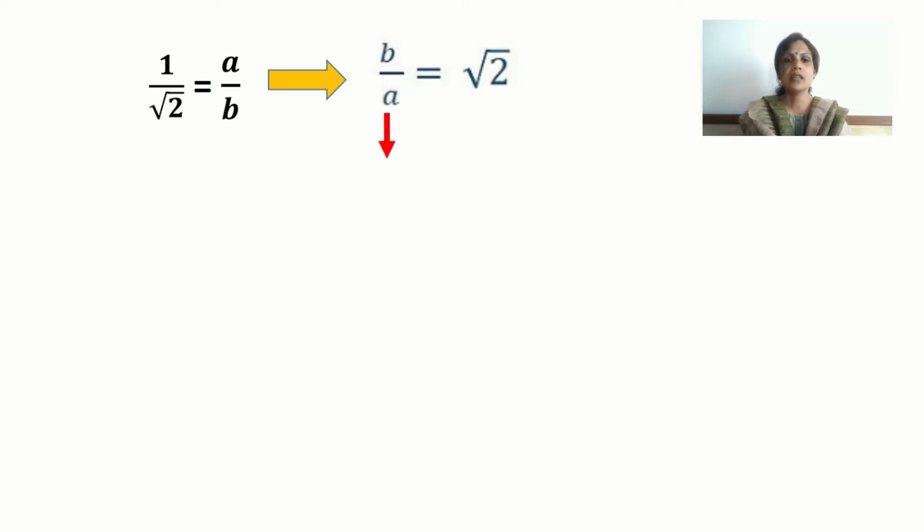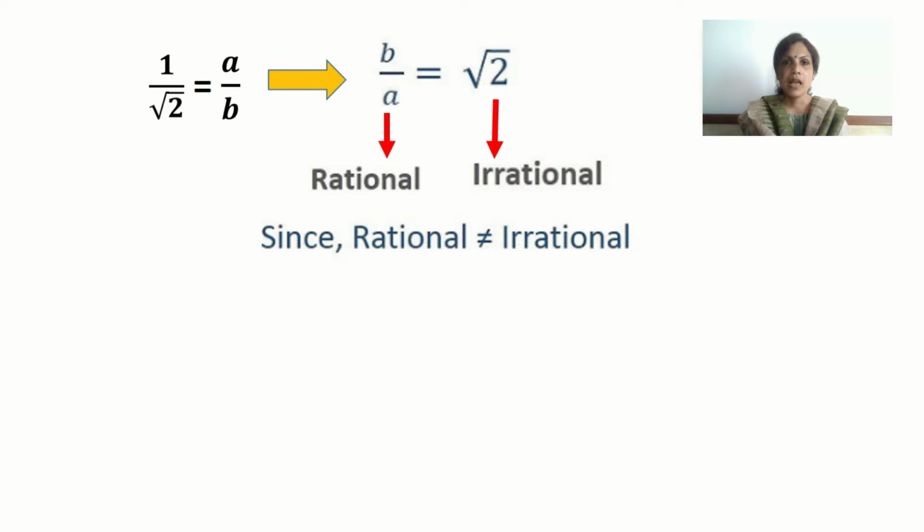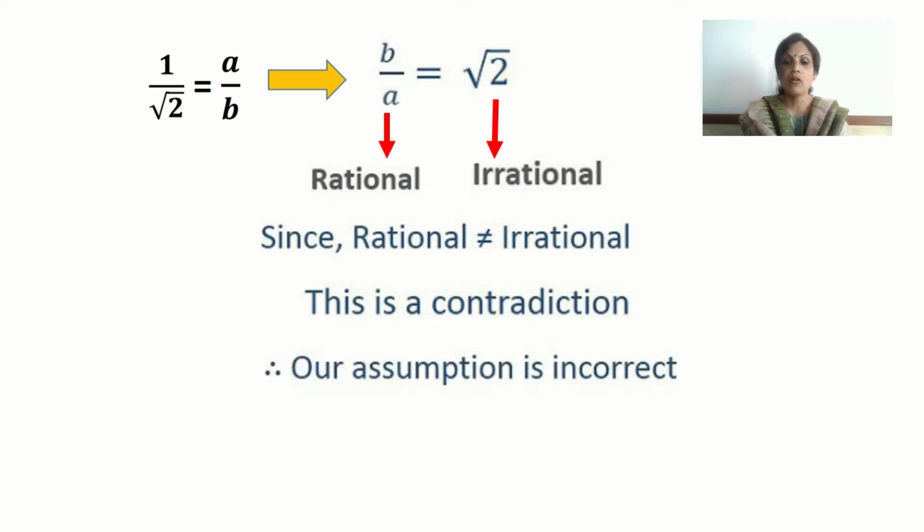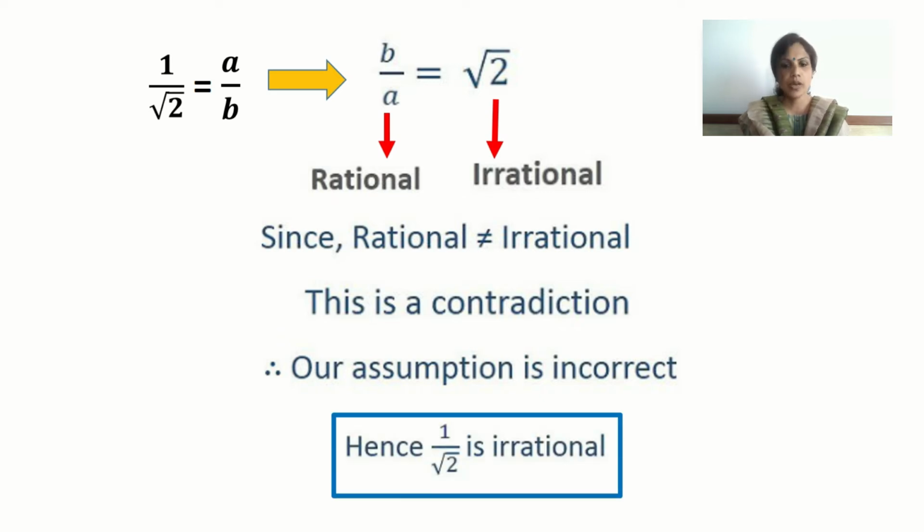So we can say that this number is a rational number. And if you check the right hand side of the expression, square root 2 is an irrational number. So we are getting a rational number equal to an irrational number, which is absolutely wrong. A rational number cannot be equal to an irrational number. This is a contradiction to what we have assumed initially. We assumed that 1 upon square root 2 is a rational number, and this is wrong. Our assumption is incorrect, and therefore we can say that 1 upon square root 2 is an irrational number.